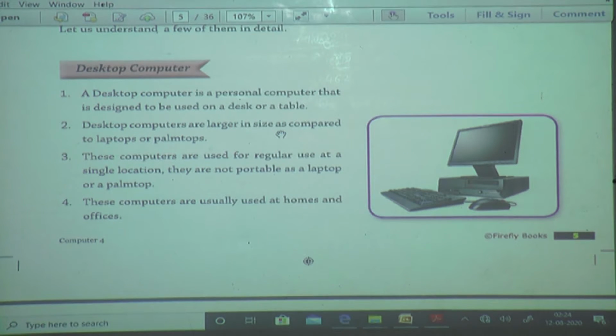Desktop computers are used at a desk or table. Desktop computers are large in size. They are regularly used at a single location. These computers are not portable and are used at homes and offices.